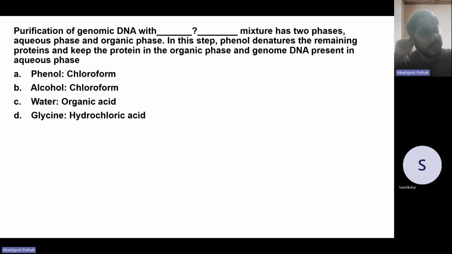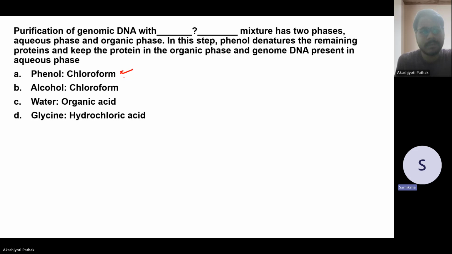Now answer this question: purification of genomic DNA with dash. This was also discussed initially in lecture 2 or 3, isolation of DNA, isolation of RNA. Purification of genomic DNA with dash mixture has 2 phases: aqueous phase and organic phase. In this step, phenol denatures the remaining protein and keeps the protein in the organic phase, and genomic DNA is present in the aqueous phase. Phenol chloroform. So what happens when you treat your genomic DNA with phenol chloroform?